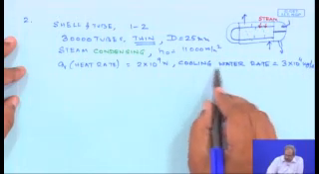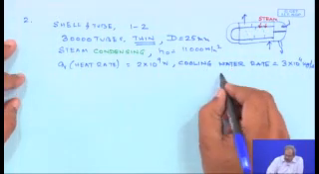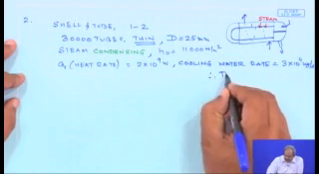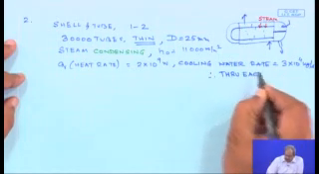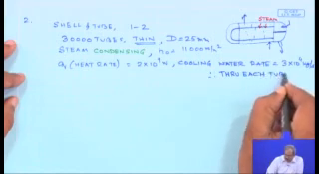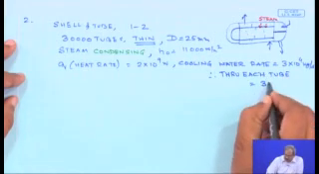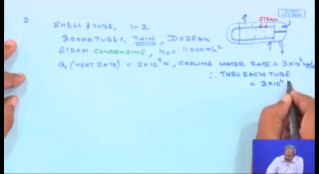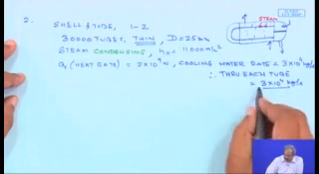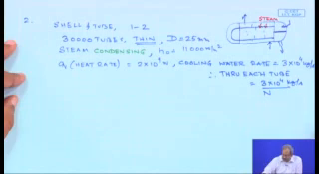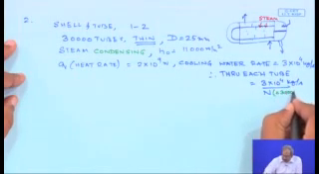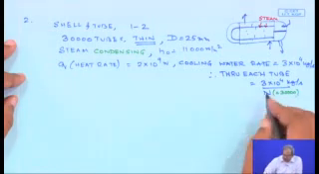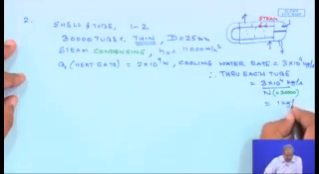If you consider the water rate through each tube, it would simply be 3 into 10 to the power 4 kg per second divided by the number of tubes. The number of tubes is equal to 30,000. So through each tube it is going to be 1 kg per second.